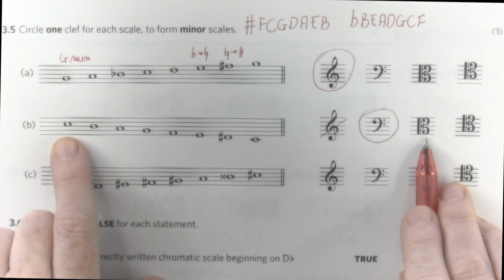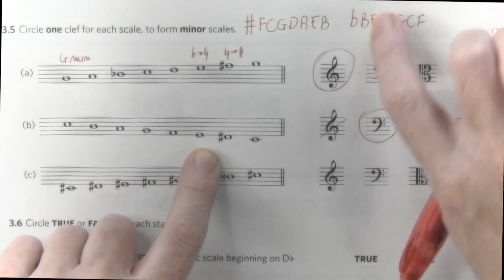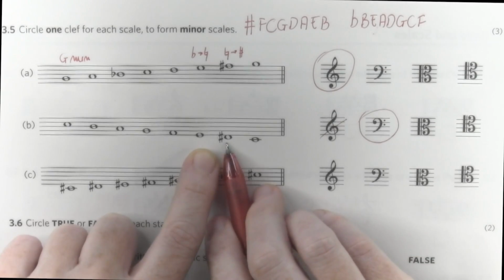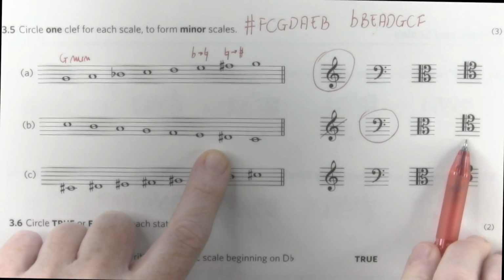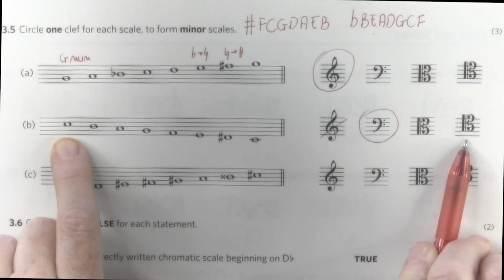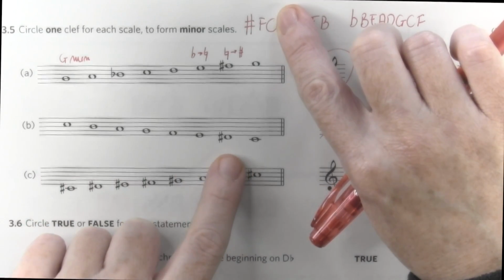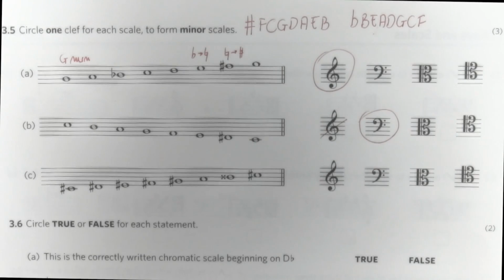In the alto clef, this would be D. D minor is the relative minor of F major, and F major has just one flat. There's no flat here, so no. Also, there is a sharp here, so it's impossible. In the tenor clef, this will be B minor. B minor is the relative minor of D major that has two sharps, and here we have just one, so it's impossible. So the answer is the bass clef, definitely.